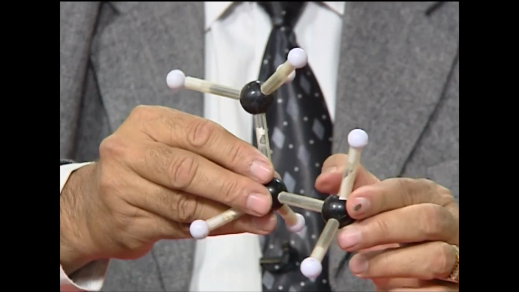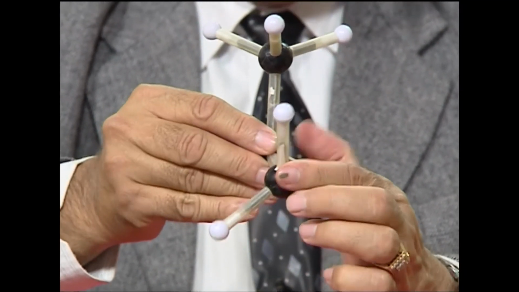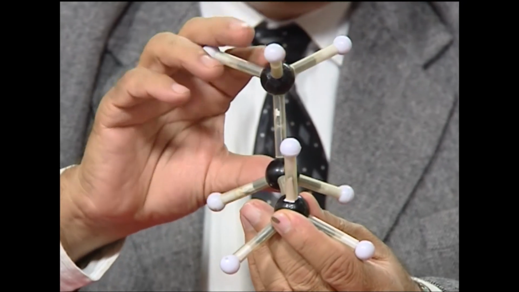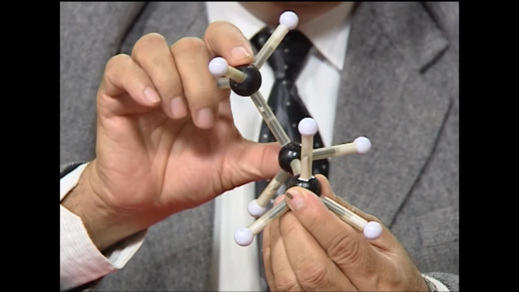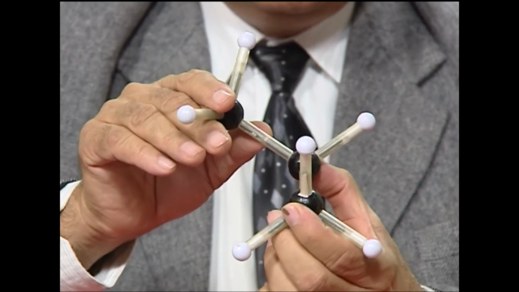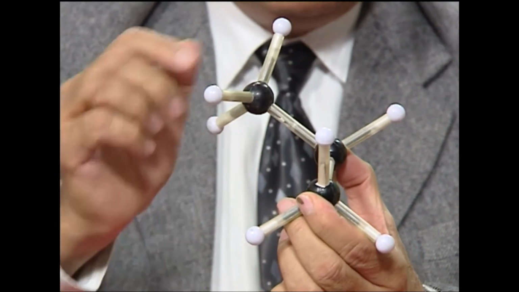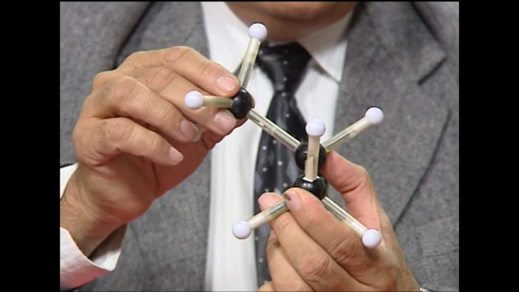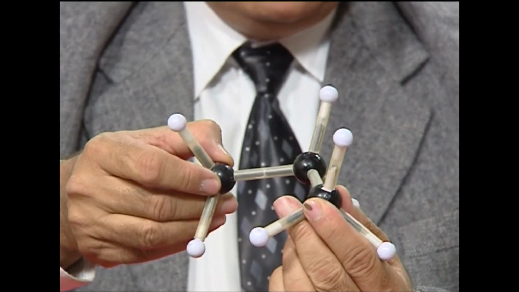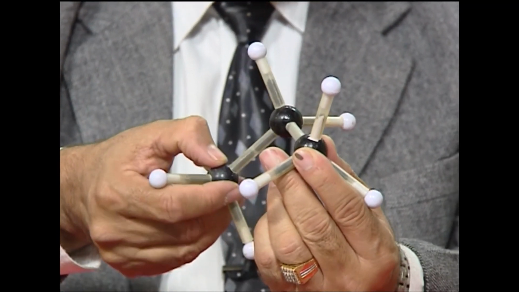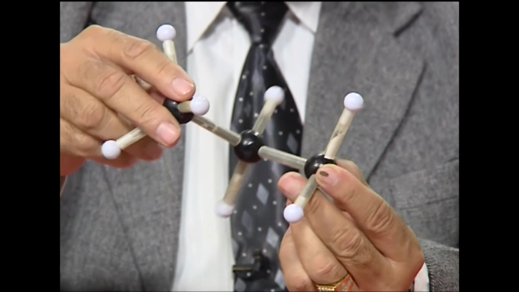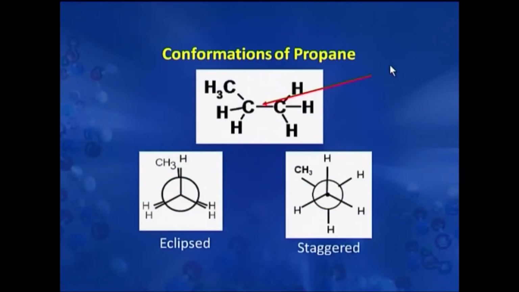So, there can be one eclipsed conformation to start with, and when we rotate the molecule we get various conformations. When this methyl occupies a position in between these two hydrogens, this is staggered, then again we move on to eclipsed and then staggered. So, there is not much difference in the conformations of propane and ethane. We draw the eclipsed conformation for propane like this and the staggered conformation for propane like this.